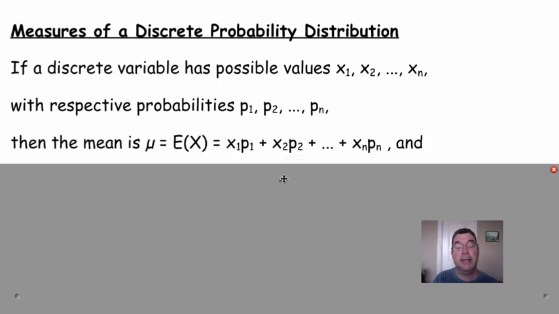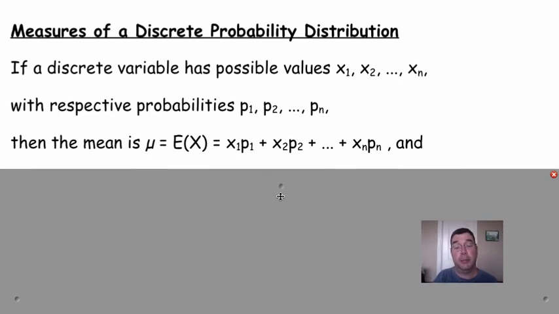So the mean is going to be the same as what we talked about last time, which is the expected value. Just taking those x's, multiplying each one by its probability, and then adding all of those products up.